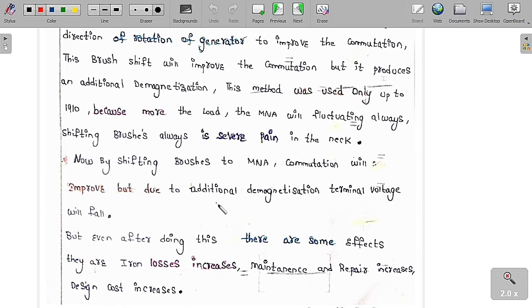So if you shift the brushes to the MNA always, additional demagnetization is going to happen. So overall flux decreases, so EG decreases and terminal voltage will decrease. And also the iron loss increases, the maintenance and repair cost increases, and the design cost also increases. So all this is going to happen if you shift the brushes to the MNA.